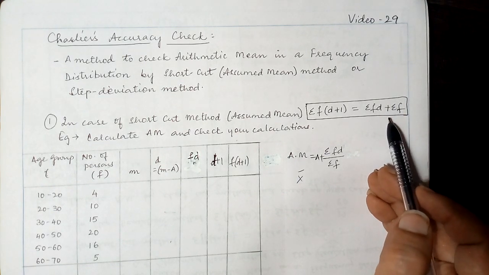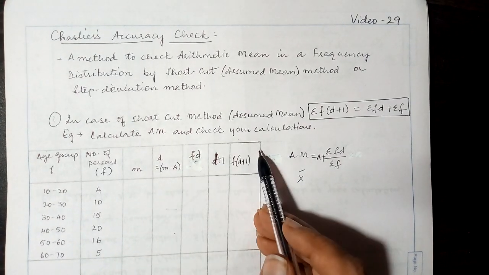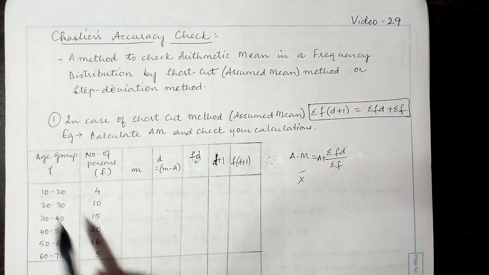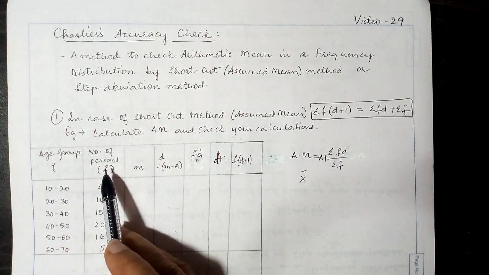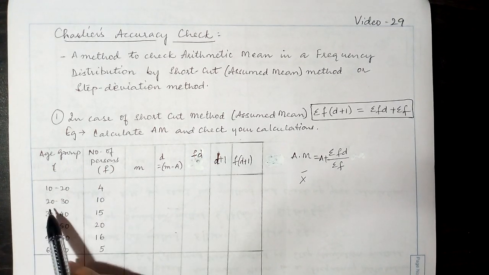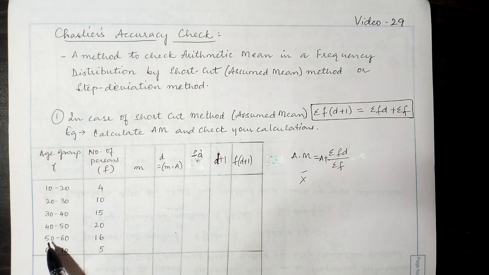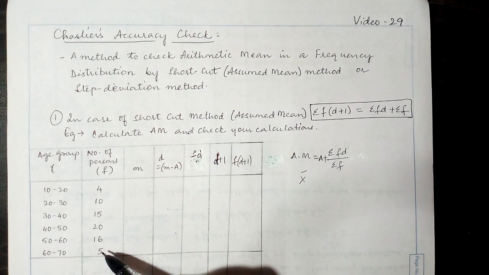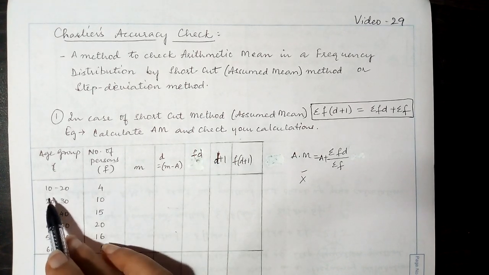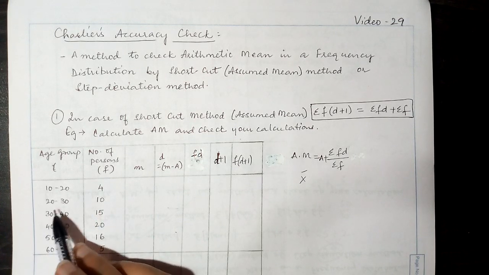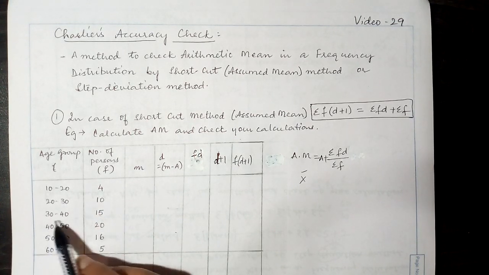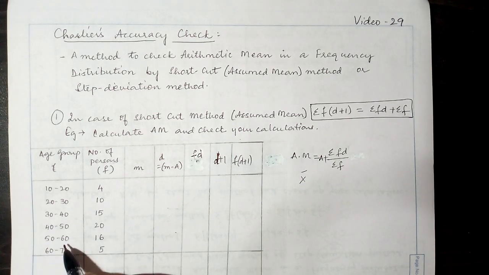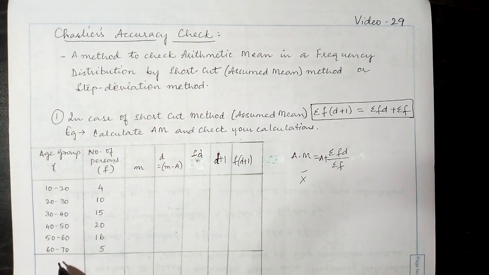Okay, so let's calculate the arithmetic mean and check the calculations using the accuracy check. Now here we are given the data of the age group and the number of persons. So here we have the age groups 10 to 20, 20 to 30, 30 to 40, 40 to 50, 50 to 60, and then 60 to 70. There are 4 people in the age group of 10 to 20, 10 people within 20 to 30, 15 in 30 to 40, 20 people in 40 to 50, 16 people from 50 to 60, and 5 in the age group of 60 to 70.